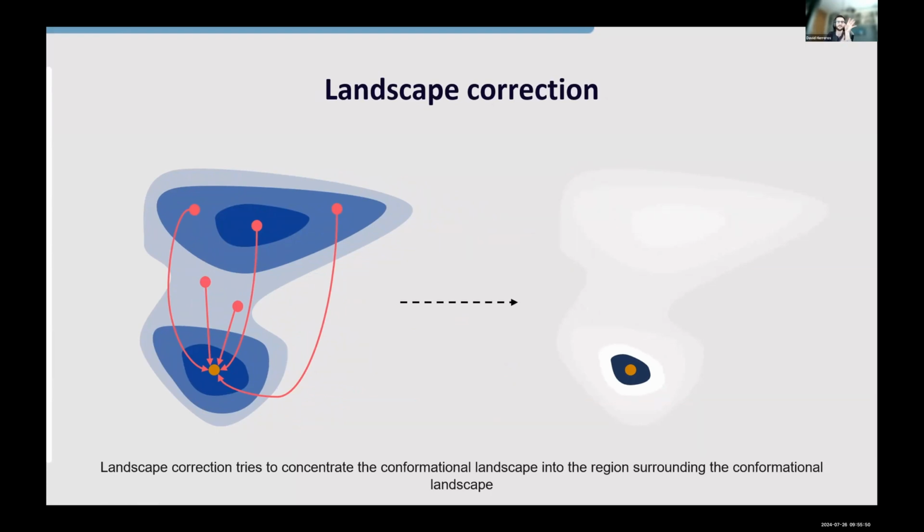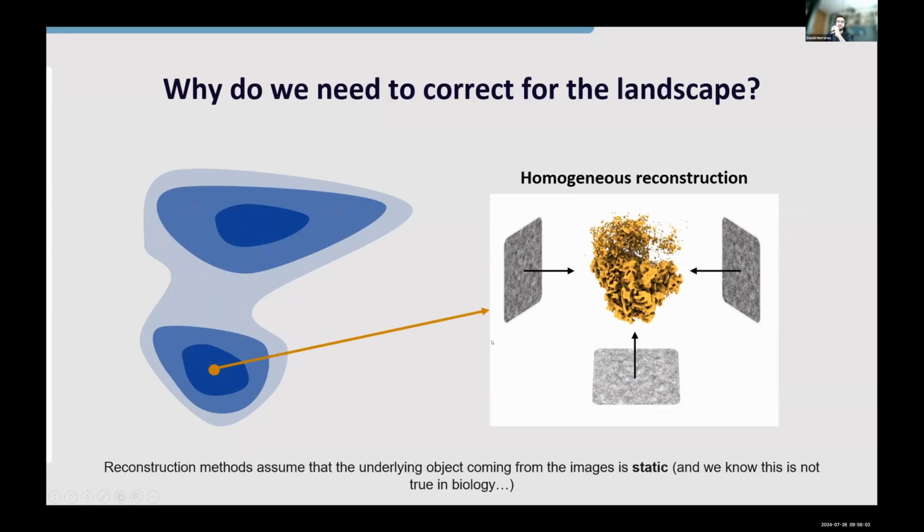Because actually we have estimated information and we are discarding it. So why do we want to do this? Well, of course, if we want to explore conformations, this doesn't make any sense. But what if we are talking about reconstruction? Well, if we are talking about reconstruction, things become very, very interesting.